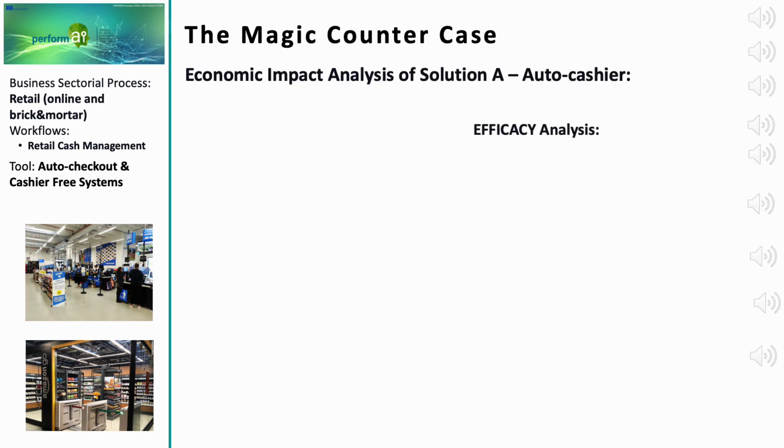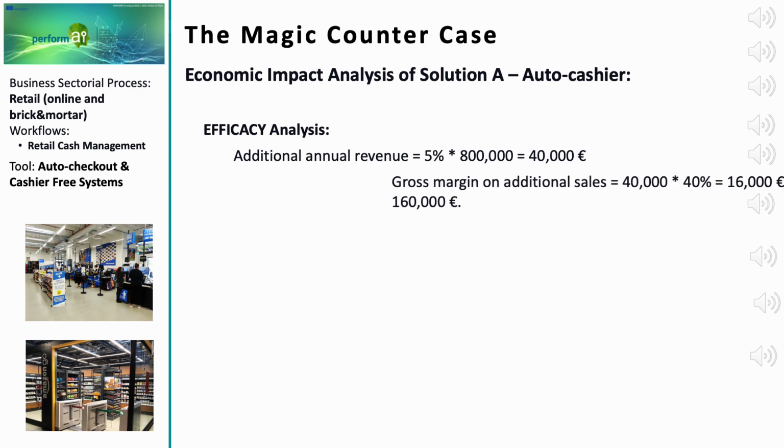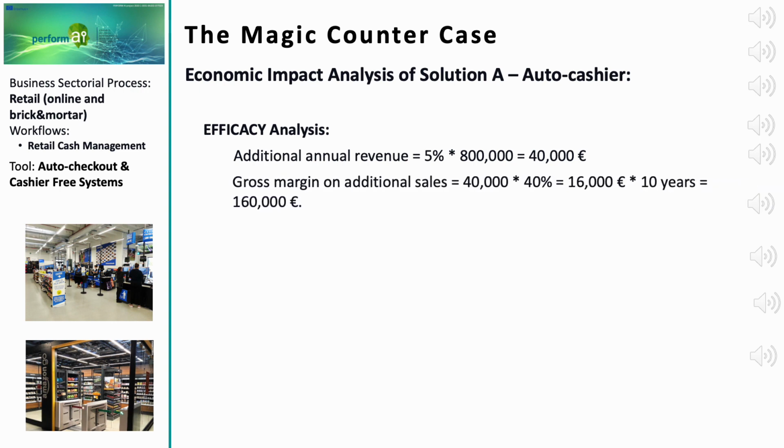Efficacy analysis. Additional annual revenue equals 5% multiplied per 800,000 is equal to 40,000 euro. Gross margin on additional sales equals 40,000 multiplied per 40% equals 16,000 euros, multiplied per 10 years equals 160,000 euros.